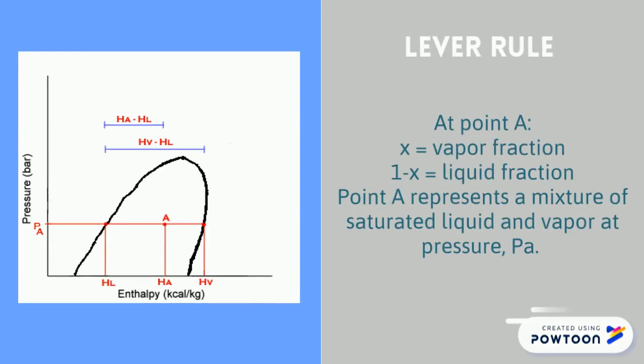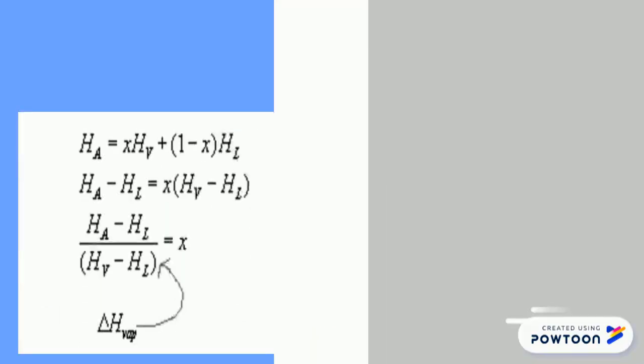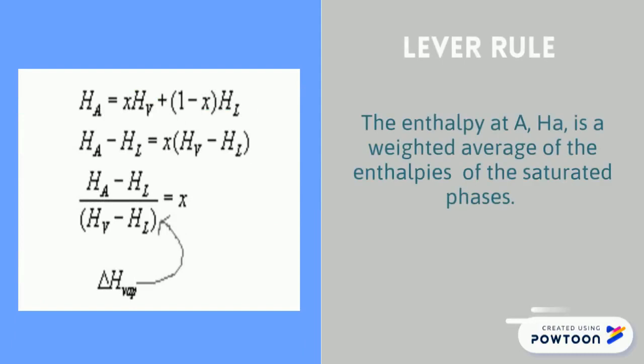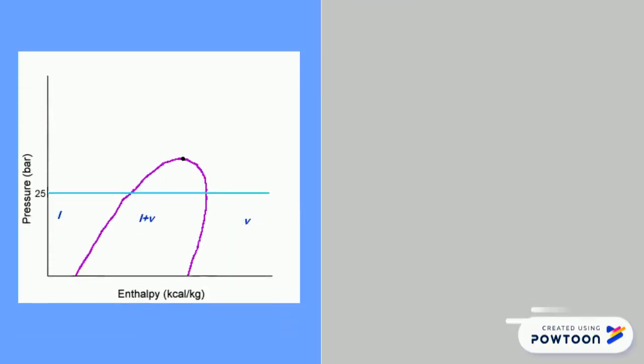Lever rule. At point A, x is equal to the vapor fraction, and 1 minus x is equal to the liquid fraction. Point A represents a mixture of saturated liquid and vapor at pressure PA. The enthalpy at A is a weighted average of the enthalpies of the saturated phases. The lever rule can also be used for other properties besides enthalpy, like volume.